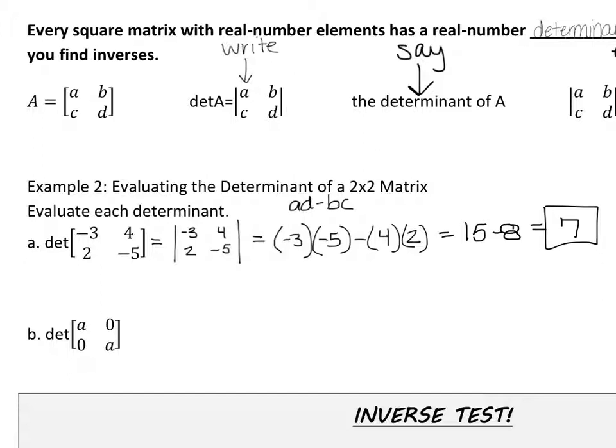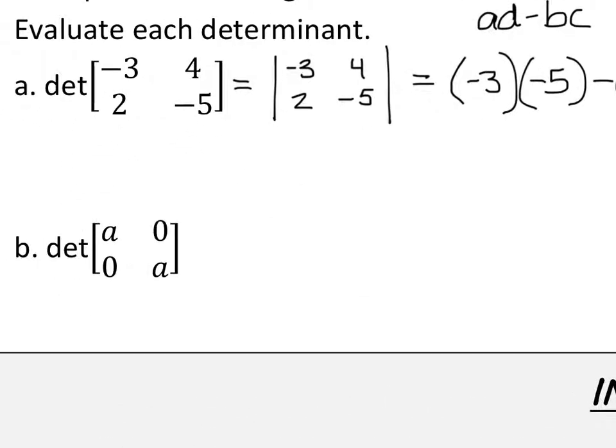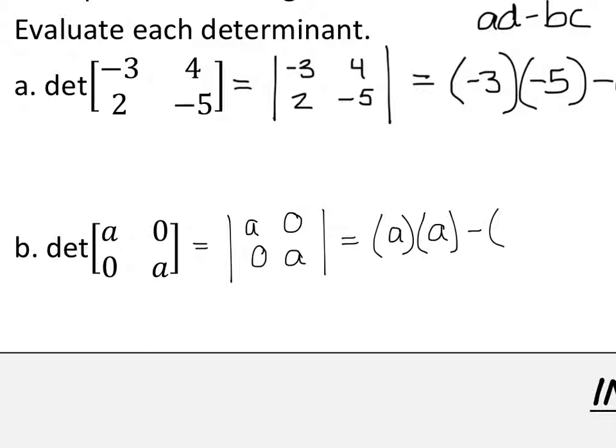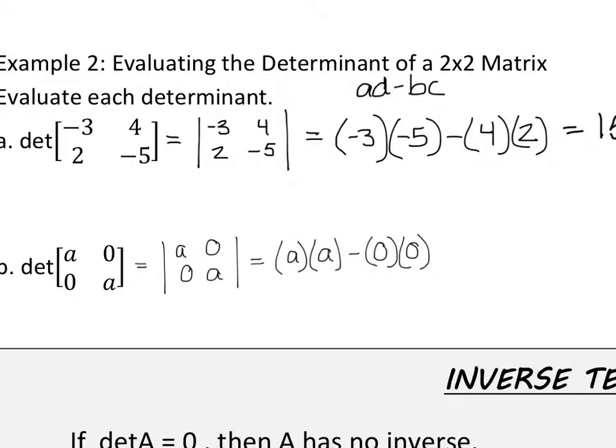Okay. We good on that? Okay, let's do the next one. So this one, taking the determinant of A, 0, 0, A. What's in the A spot? A. What's in the D spot? A. Minus what's B? What's C? 0. So what is A times A? A squared. A plus A is 2A, A times A is A squared. And then minus 0, so A squared is our answer.